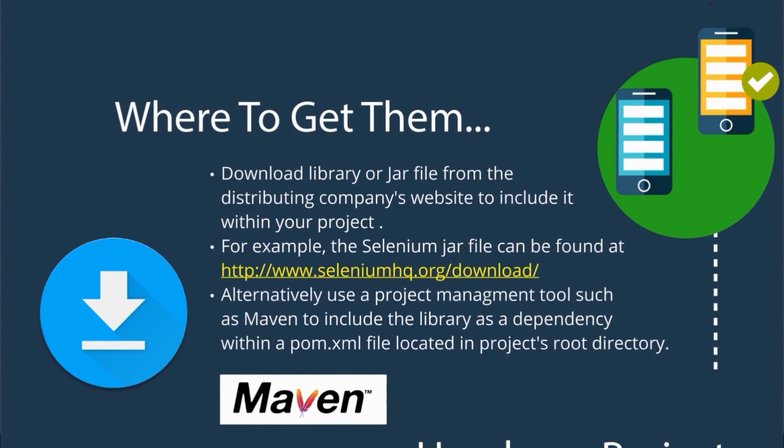When it comes time to include a library you need within your project, you'll want to start by checking out the company's website. You can usually find it by doing a quick Google search with whatever tool you want to include and following the links to documentation. For example, the Selenium WebDriver jar file can be located at seleniumhq.org. Alternatively, you can use a project management tool like Maven to automatically include the library through the configuration of a specific pom.xml file located at the project's root directory.